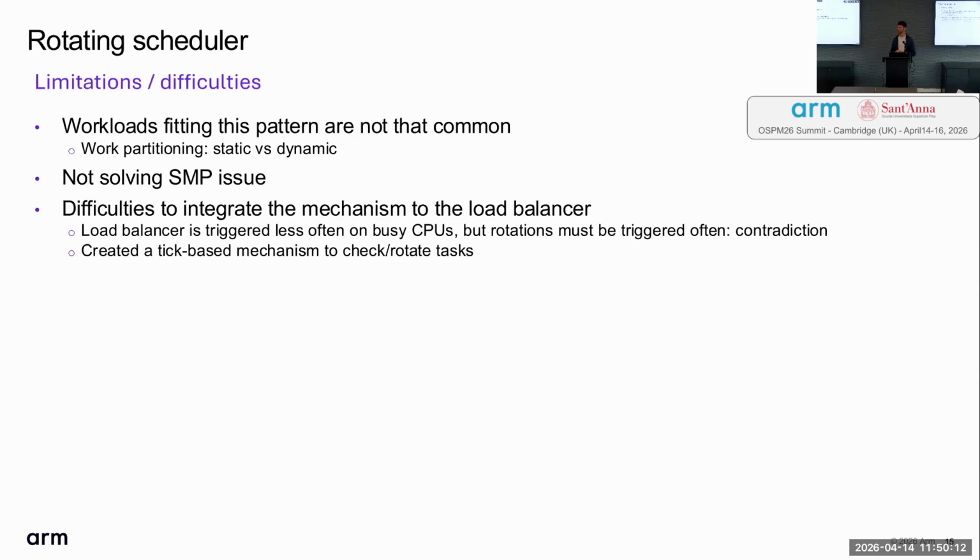So that's the first issue, which is the biggest one. The second issue with the implementation is that it's only solving the HMP issue, not the SMP. The last one was more or less solved by using the tick-based integration. One issue that I had was that the load balancer runs less and less if CPUs are busy. But in our case, we want to run the load balancer quite often if all the CPUs are busy. So it goes in different directions.